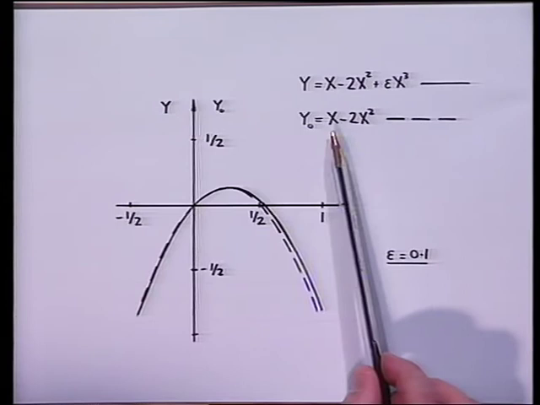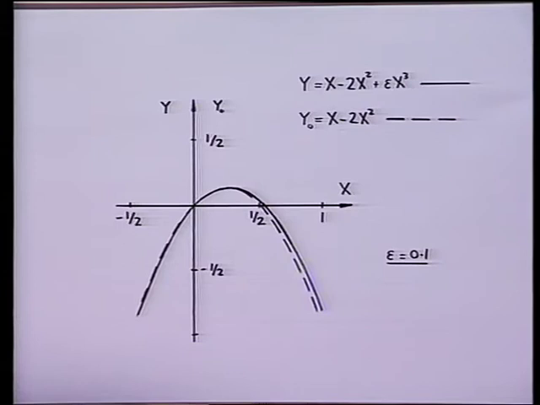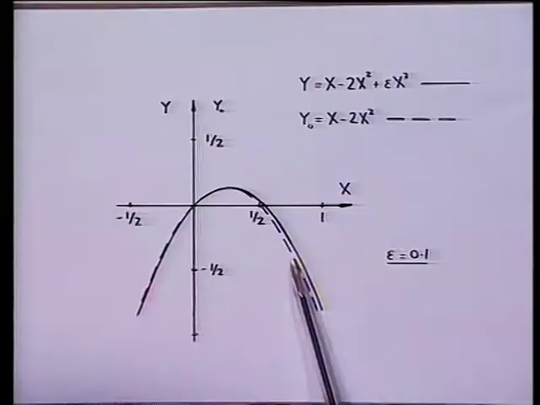x minus 2x squared. And the smaller epsilon gets, if we write the graph in terms of capital Y and capital X, the picture for successively smaller values of epsilon collapses onto this dotted line. The one I've shown there is for epsilon is 0.1. If I took epsilon to be 0.01 or 0.001, the dotted line and the solid line would get closer and closer together. That is to say, with this particular rescaling, the graph collapses onto the dotted line shown here.